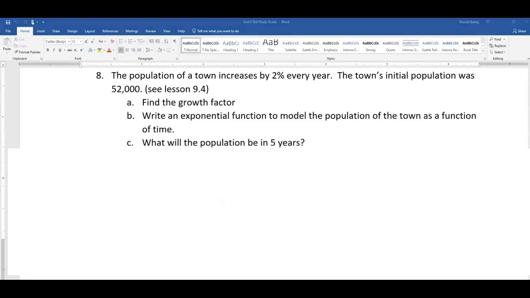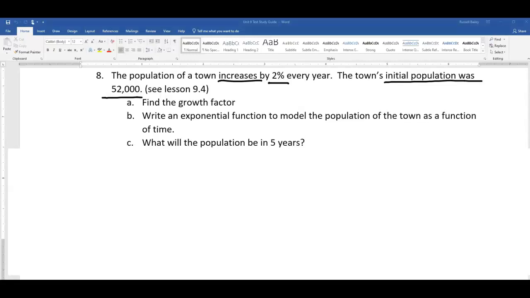It says the population of a town increases by 2% every year. The town's initial population is 52,000. So notice that we've got some keywords here: increasing, 2%, an initial population of 52,000. Do you notice that we have to decide what kind of word problem we're looking at here? Well, notice I do not see the word compounded.